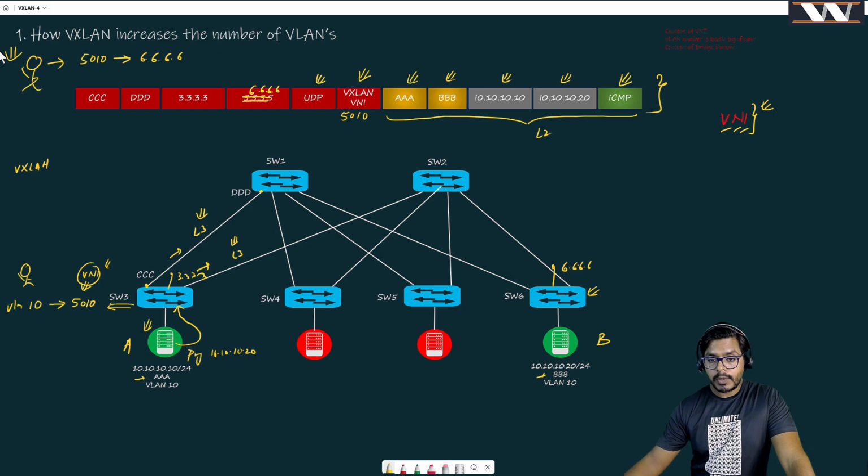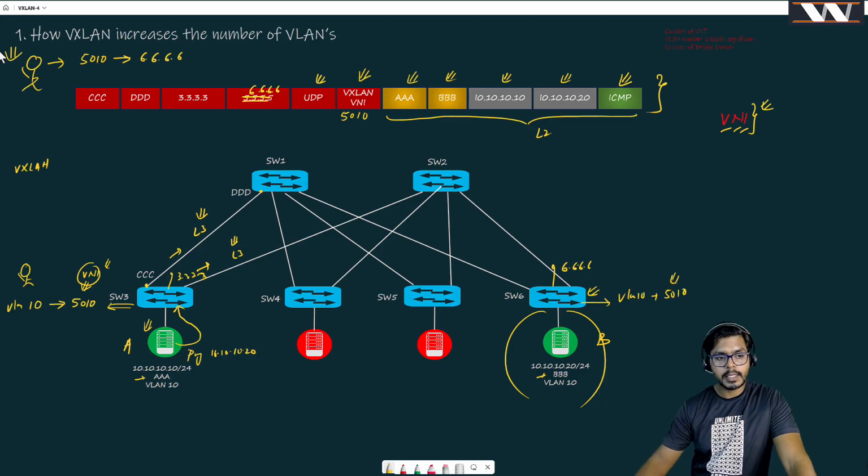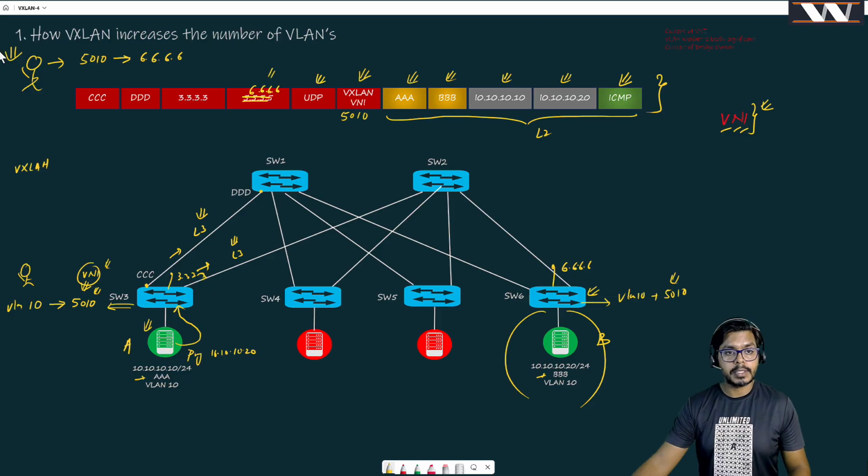And on switch 6 also, which is having this VLAN 10, what I am informing switch 6 is that, Mr. Switch 6, your VLAN 10 is mapped to 5010. See this number. This number is the same. Really interesting, right? And that is how I come to know. This intelligent guy is saying that you need to send this message to 6.6.6.6 if you want to send it, because this guy is also having this VNI 5010.